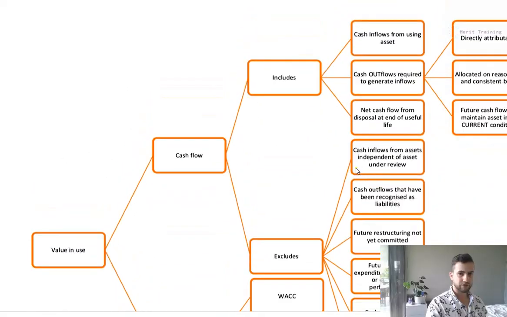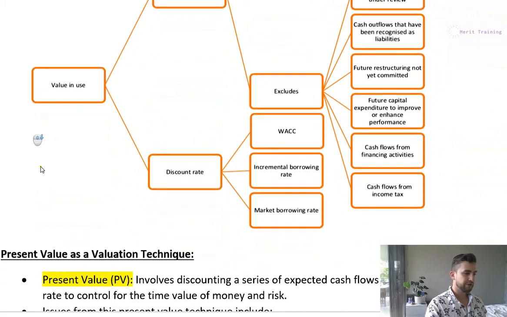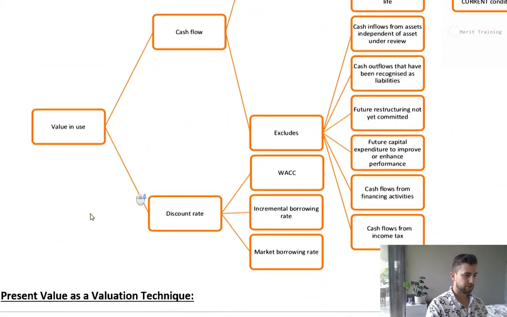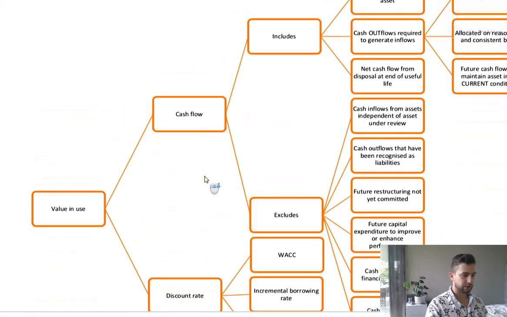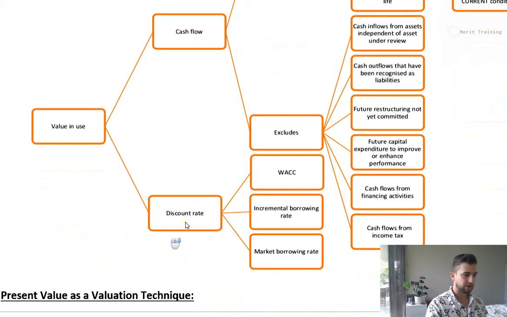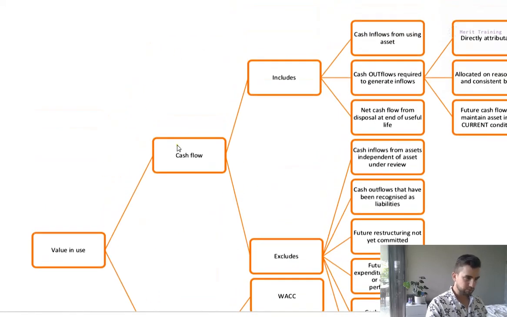So here is a bit of a model in the notes in terms of what you do for a value in use model. There are two components, cash flow and discount rate. You add up all the cash flow at the discounted rate, right? To calculate the discount rate, it's basically your weighted average cost of capital, or your WACC, your incremental borrowing rate, or your market borrowing rate. And your cash flow includes all of the cash flows from using an asset, cash outflows required to generate inflows, and net cash flow from disposal at the end of useful life.